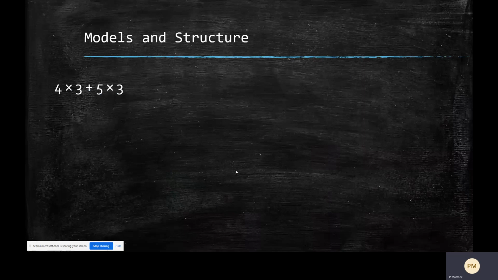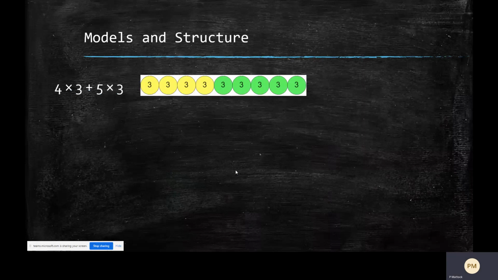And then from there, we can go on to look at multiples, multiplication and addition combined. And we can use a very similar idea here. We can say, right, well, instead of having hundreds, tens, and ones, I've got 3s. And I've got 4 3s, and I've got 5 3s. And because they all do have the same unit value, I can collect those together.